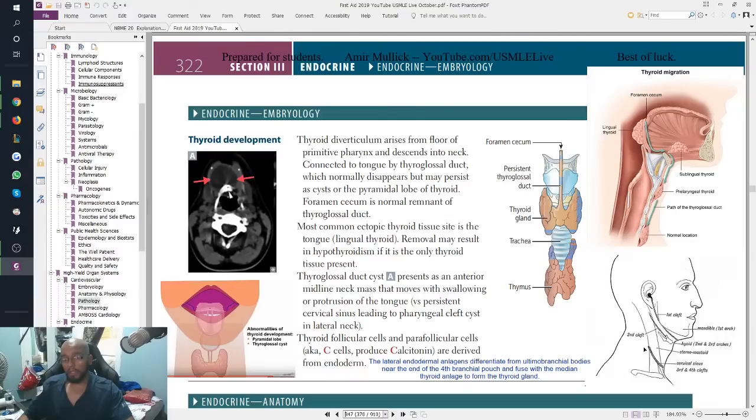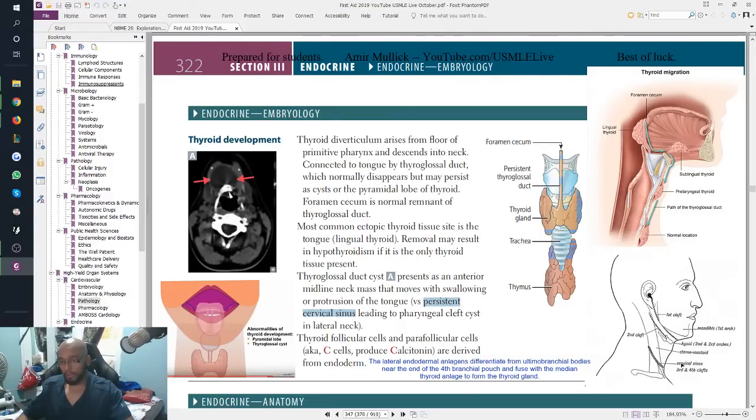Right? And the other thing that you have to compare it to is a persistent cervical sinus. This thing does not move with swallowing. It's usually at the side of the throat. Right? It's not in the midline. It's going to be on the side of the neck. So persistent cervical sinus is a different thing.